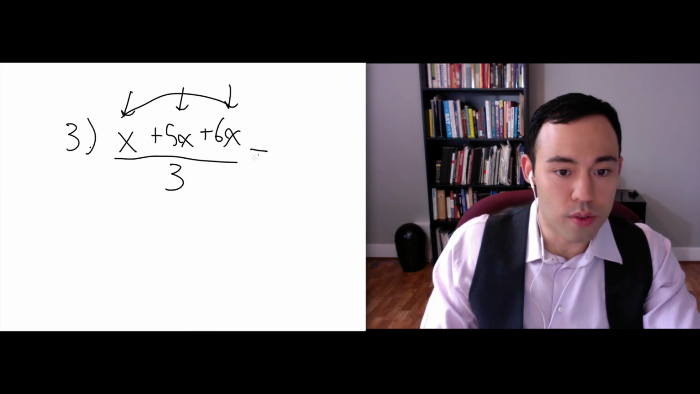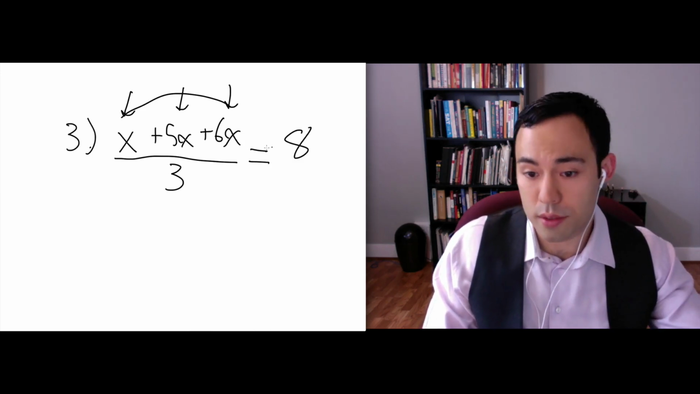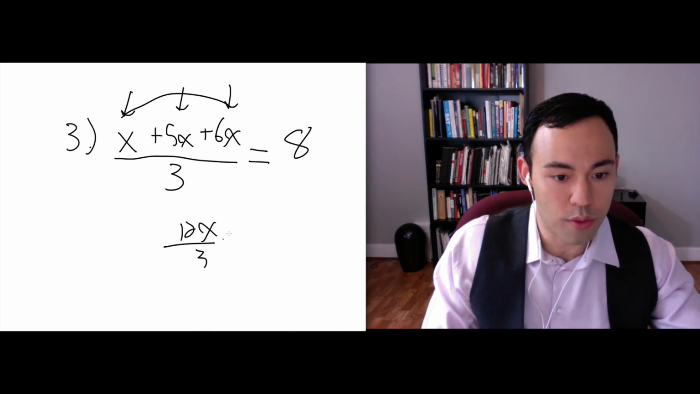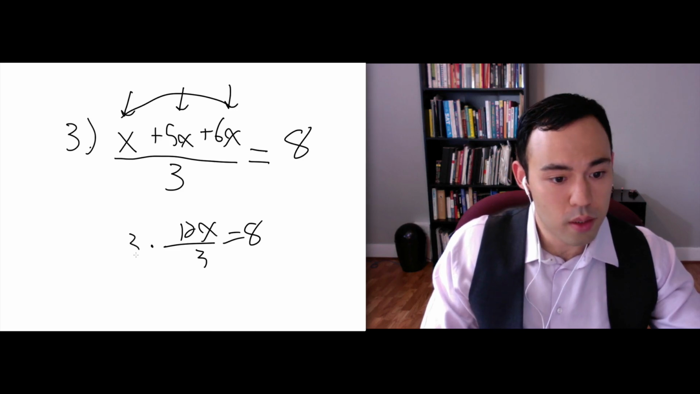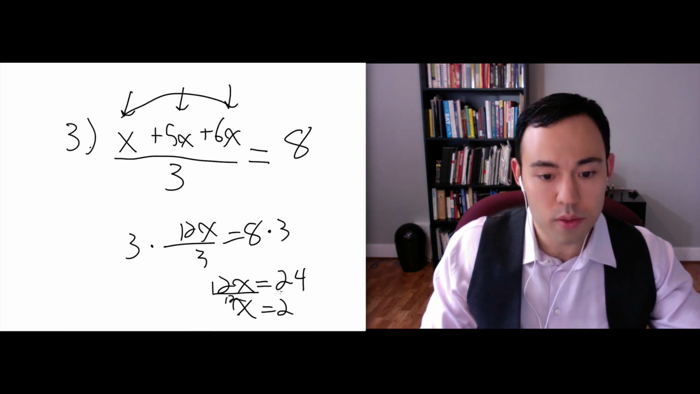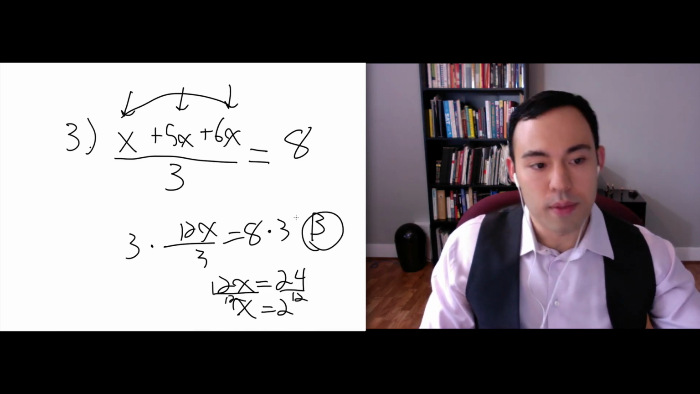Okay, so this is our average, and they tell us that this is 8, and they want us to find x. So here up top we have 12x over 3 equals 8. Multiplying both sides by 3, we're going to have 12x equals 24. We divide both sides by 12, which gives us x equals 2. Answer choice B. All right.